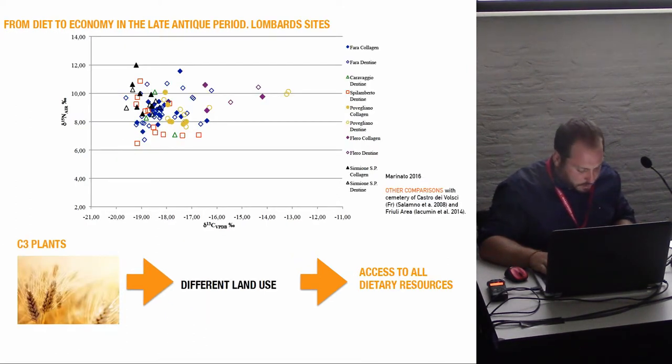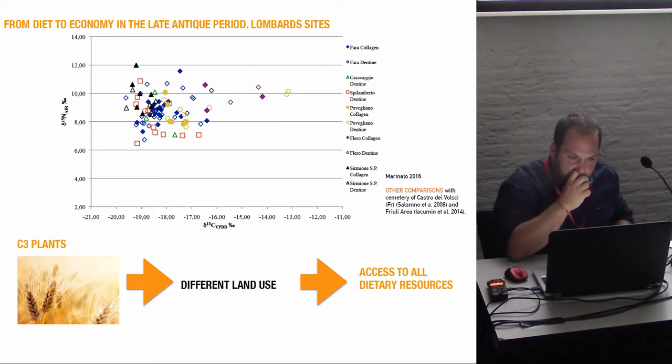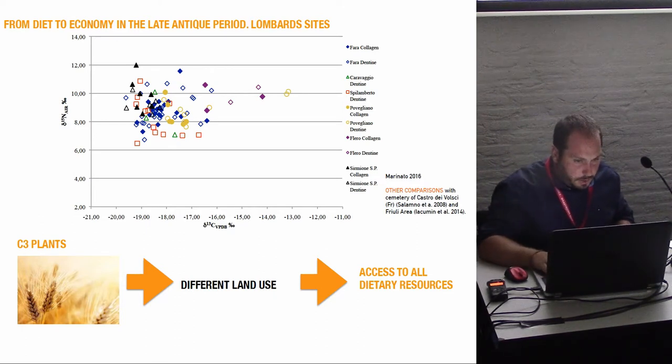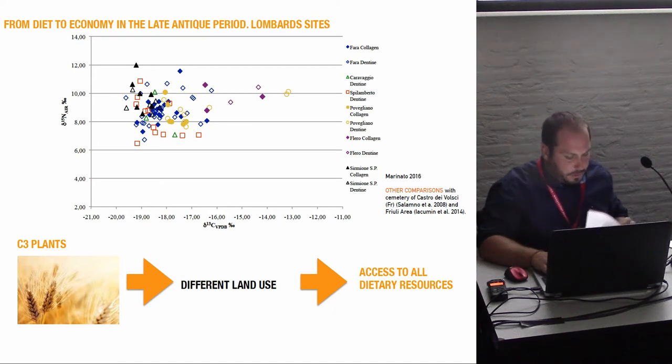About the Lombard cemetery, the values indicate that its area's alimentary ecosystem was based on C3 plants with a normal protein consumption. We can also compare these data with the values from the other necropolises, published and unpublished, and all the data show that in the Lombard period the population had a diet based on C3 plants. Only a few samples have a diet based on C4 plants.